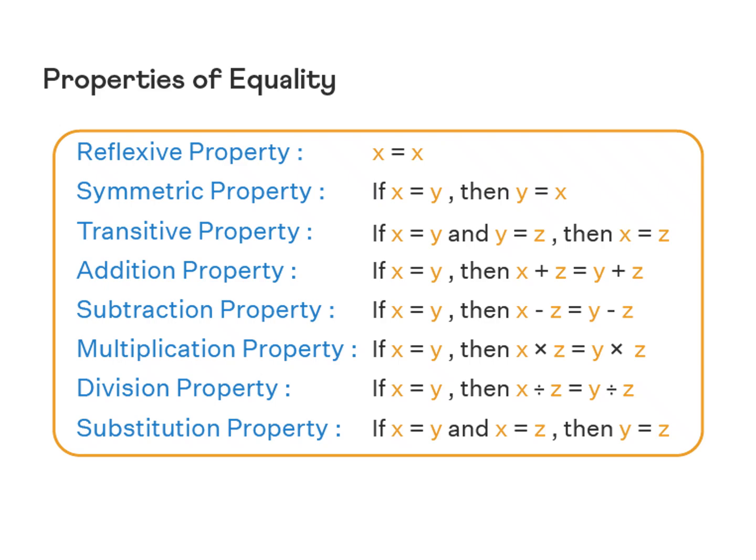The addition property and subtraction property allow you to add the same item on both sides of the equal sign. So you end up with x plus z equals y plus z if x equals y. Multiplication and division property allow you to multiply and divide the same item to each side of an equation. So in the addition, subtraction, multiplication, and division properties of equality, you're doing the same thing to each side of the equation. In your substitution property, which we've used earlier this year, if x equals y and x equals z, then y equals z. We replaced x with y because those were equivalent.